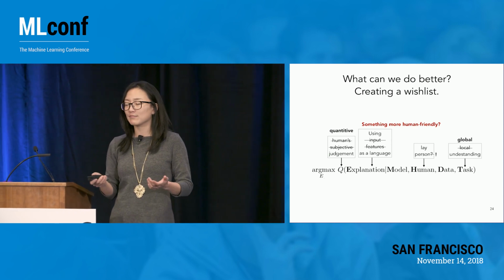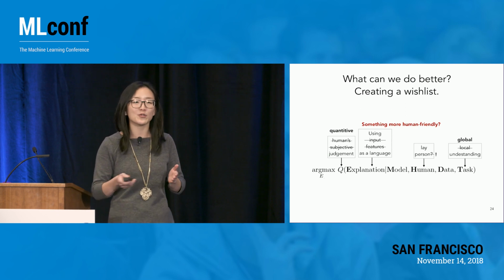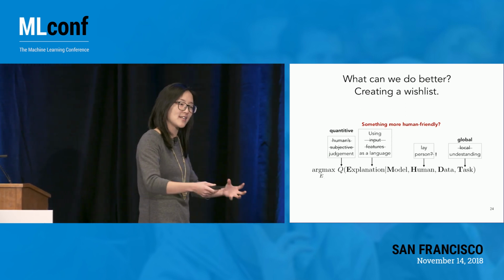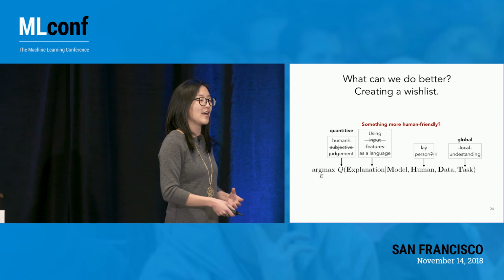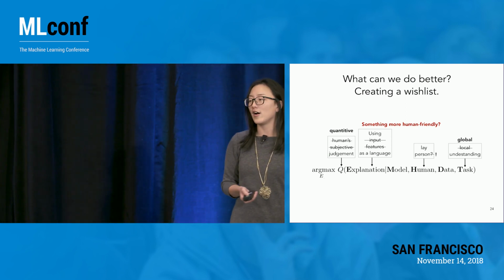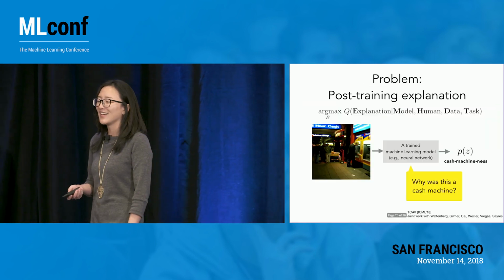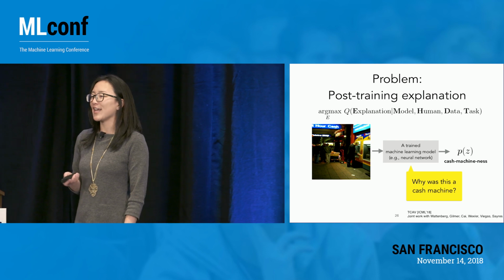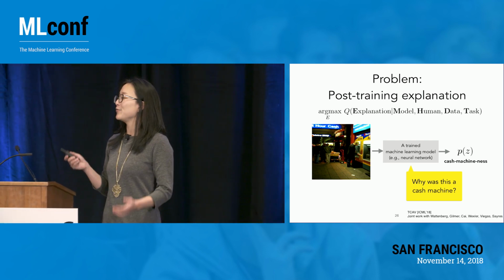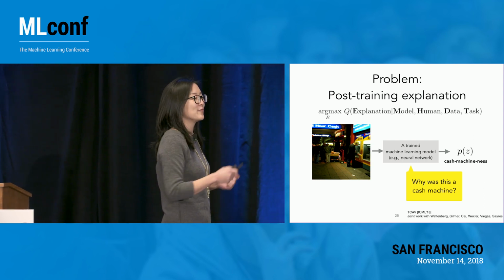What else do we want? Well, local understanding is important, but sometimes your goal is to just get a succinct description of the model, and you want the idea of the general global behavior of the model, so global understanding. So that's what we did in the second part. So again, the problem is the same. Post-training explanation: we have a model, we're not going to change the model, and the question is, why was this a cash machine?